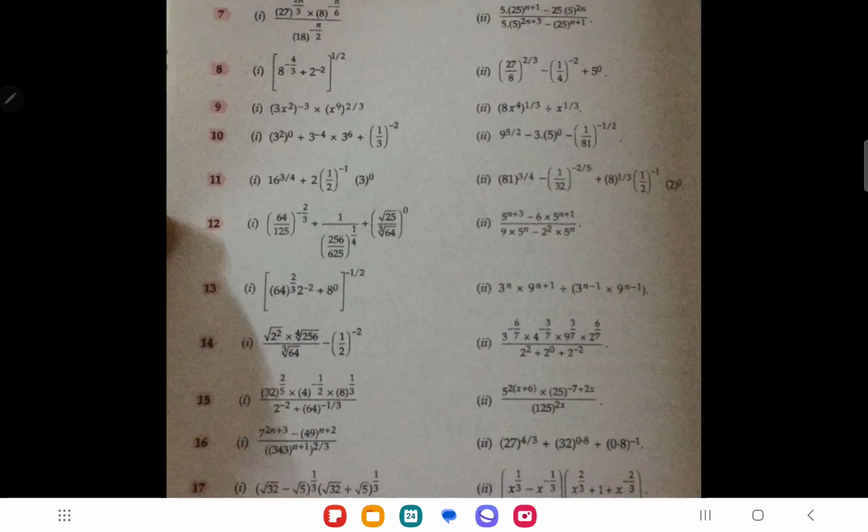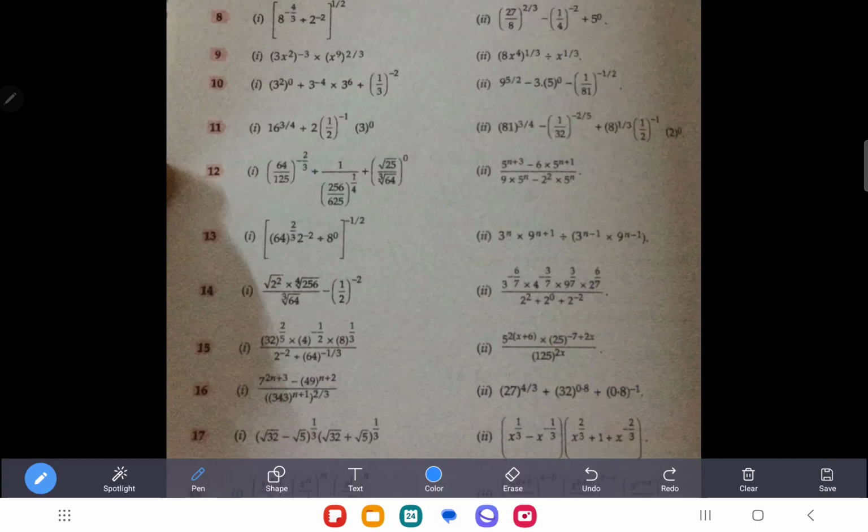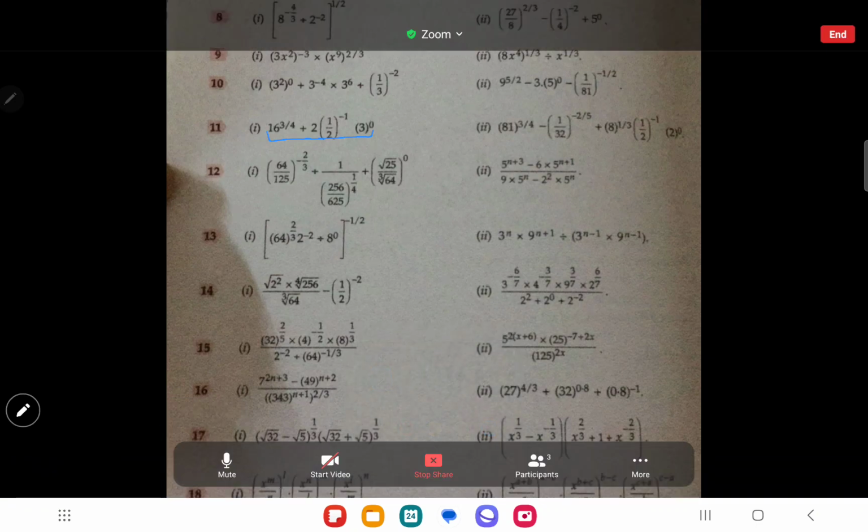Now let's move further. Any other questions? Have we done the 11th question? Let's solve the 11th question first. 11th question, first part.